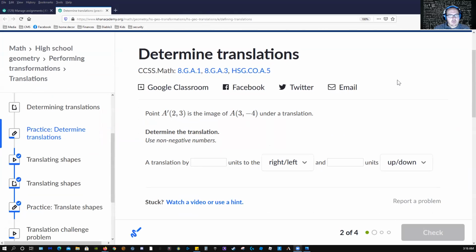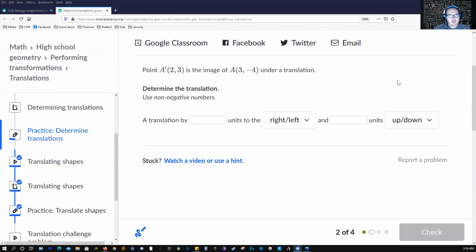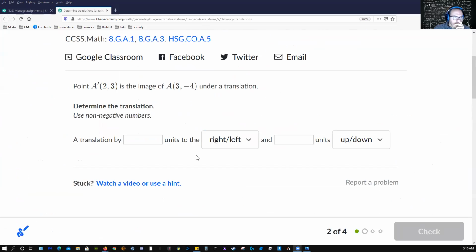So let's see. Point A prime is at (2, 3), and it's the image of A, which is at (3, -4), under a translation. Oh, so it's working backwards. We have to, oh, I get it.